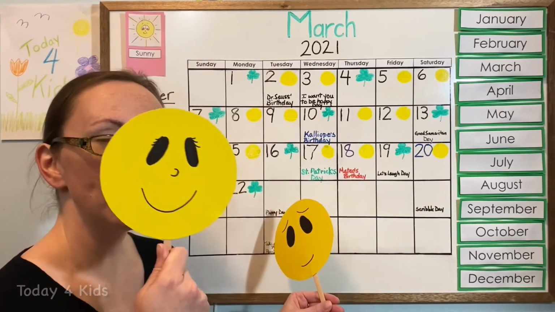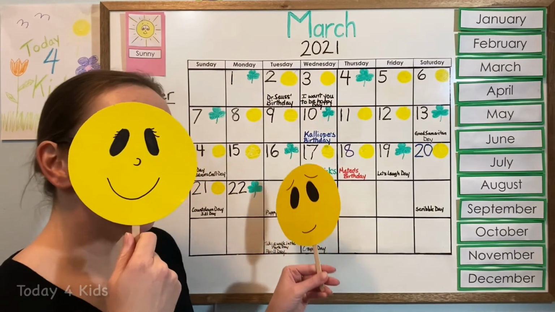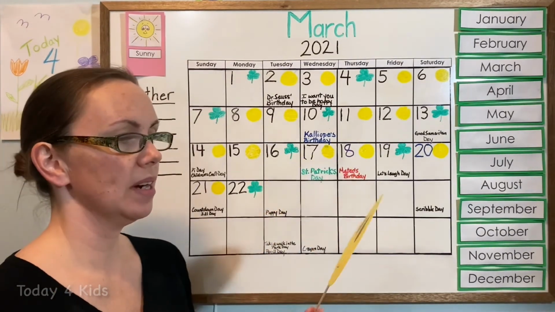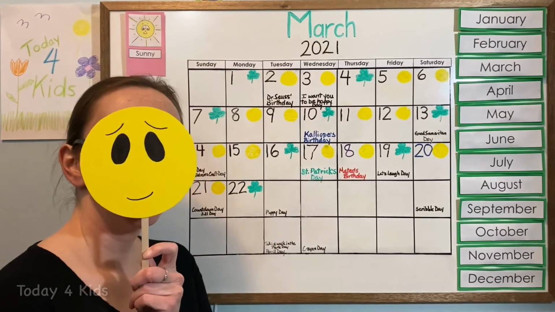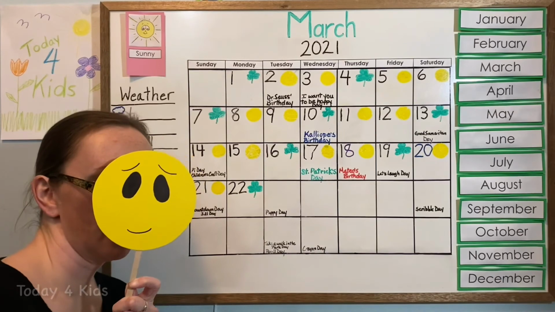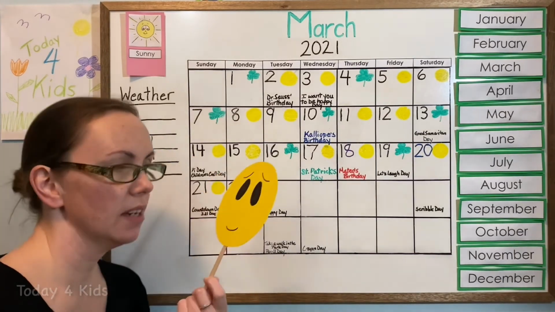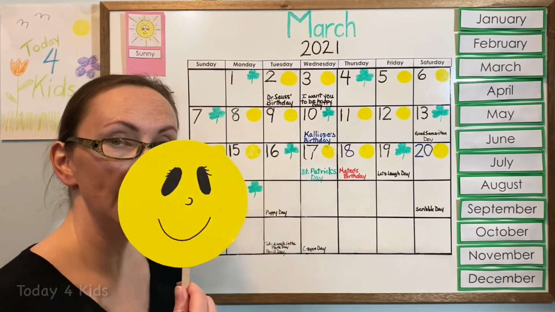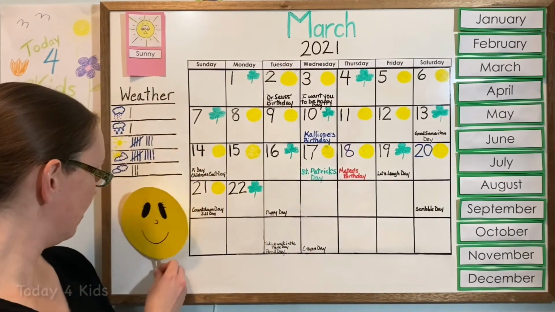What about happy? Are you happy today? Pleasant, pleased, calm? What about confused? Are you confused today? Or maybe you're feeling shy. Do you ever feel shy? Those are all okay emotions to have. I think I'm feeling happy today. So I'm going to put happy on my board.